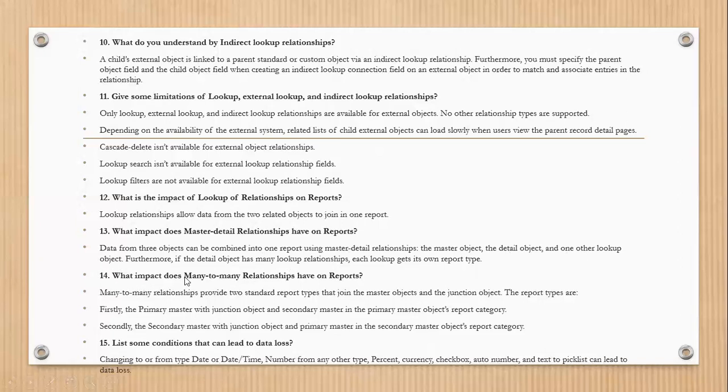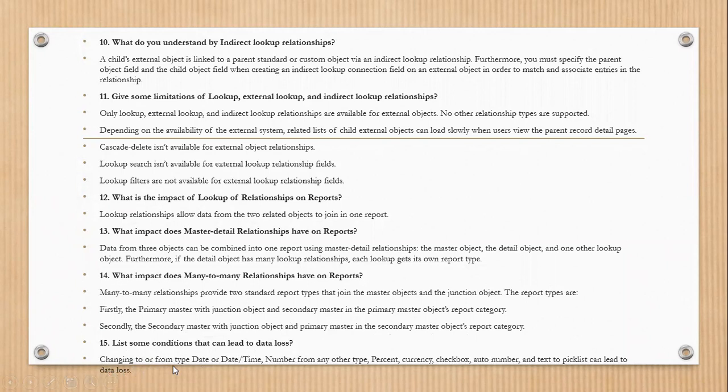Next question, what impact does a many-to-many relationship have on reports? Many-to-many relationships provide two standard report types that join the master object and the junction object. The report types are: first, the primary master with junction object or secondary master in the primary master object report category; second, the secondary master with junction object and primary master in the secondary master object report category.